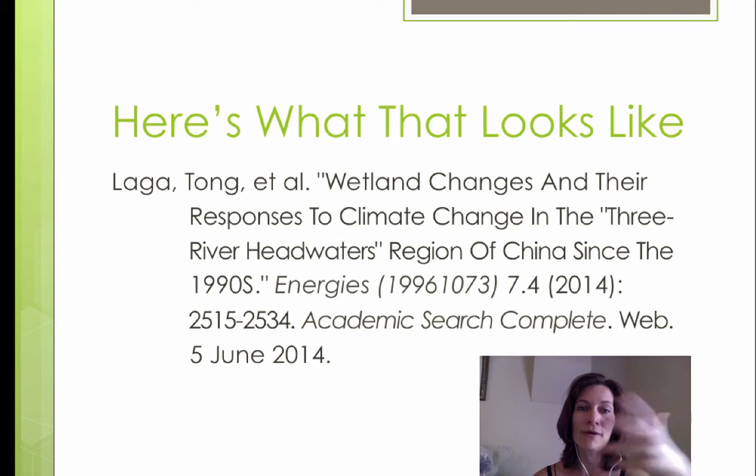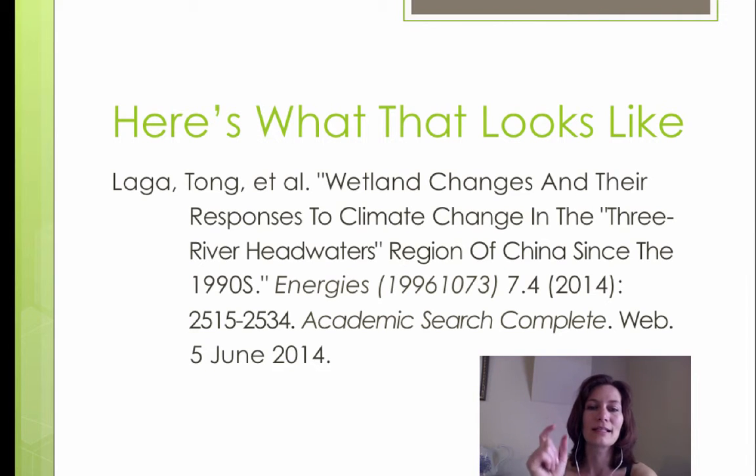Volumes are however many years you've been publishing it. So these guys have been publishing, this is their 7th year of publication. And so if you started in, say, 2004, and then this is your 10th year of publication, you'd have volume 10. Issue is within that particular year, how many have you published? This is their 4th issue in their 7th year of publication. Make sense? Okay. These guys, their page numbers are 2,515 to 2,534. And that's just got to be a huge publication. And then academic search complete, and then web, and then the date that was accessed.